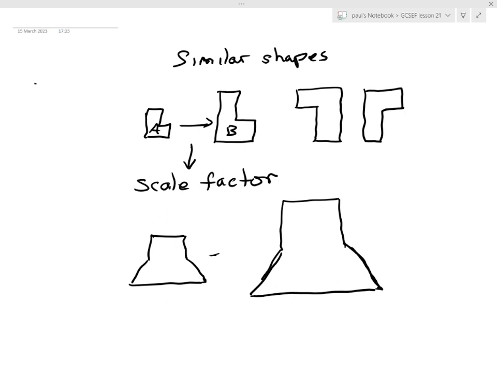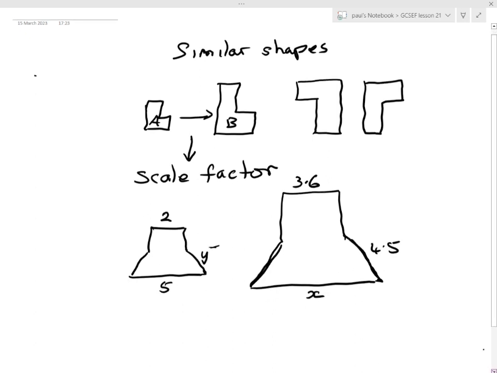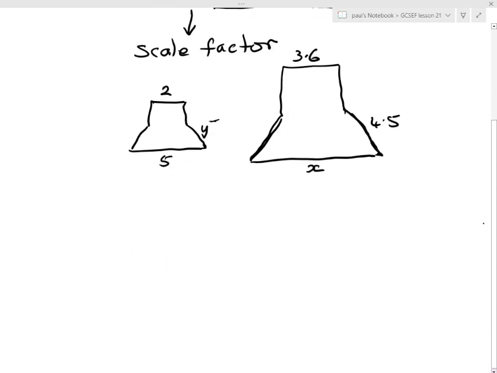So you do need some information on these things. If we say that this is 3.6 centimeters, millimeters, doesn't really make any difference. And this is 2, and we've got 5 on this one, and we need to find x over there, and we've got 4.5 on that one, and we need to find y over there. So let's have a look what we need to do for this.